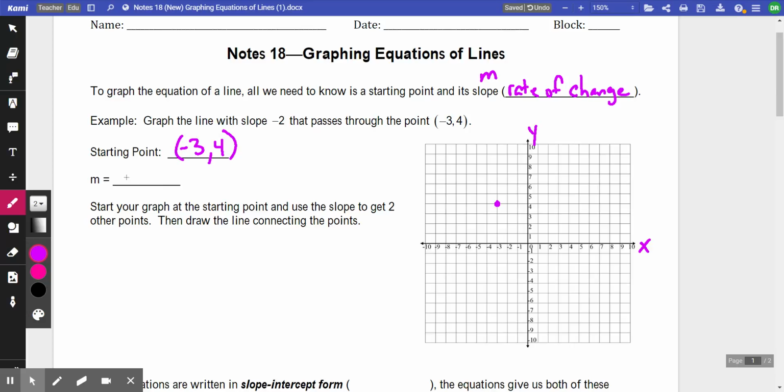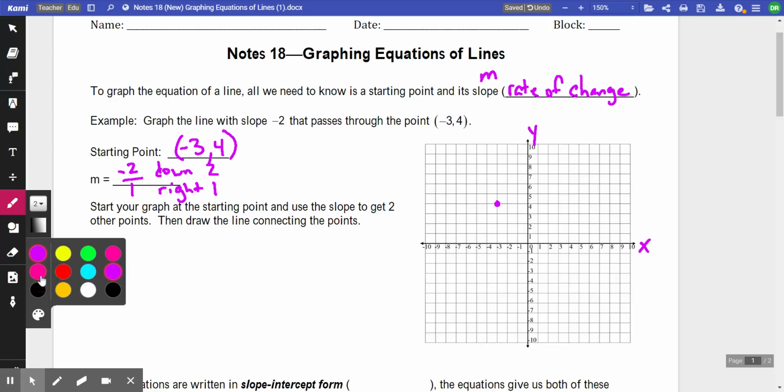Our slope is -2. So I'm going to write that, -2. Sometimes it's helpful to write it as a fraction, -2 over 1. This -2 is telling me that I'm going to go down 2, because remember, your top number tells you how much you go up or down. If it's positive, you go up. If it's negative, you go down. And the 1 on the bottom tells me that I'm going to go to the right by 1. So always go to the right. If it's negative, you go down. If it's positive, you go up.